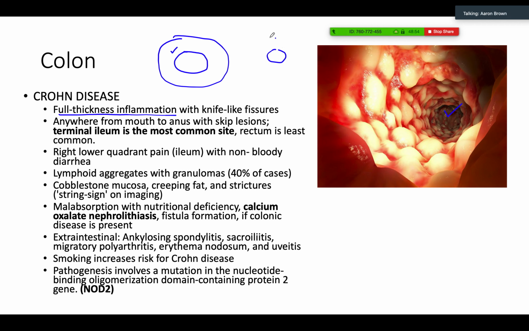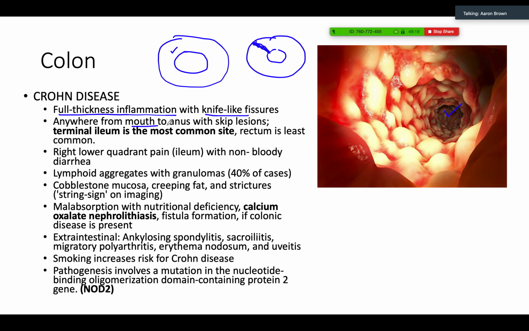In Crohn disease, what we see is a full thickness inflammation with knife-like fissures, meaning the entire wall is involved here. The entire wall, from the lumen all the way out to the outer part of the colon, is involved, okay? And that's going to be different than what we see in ulcerative colitis. So this is going to be our first point to really draw a contrast between the two.